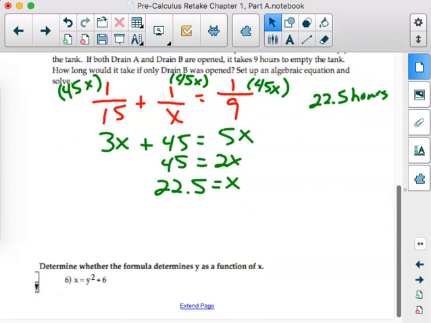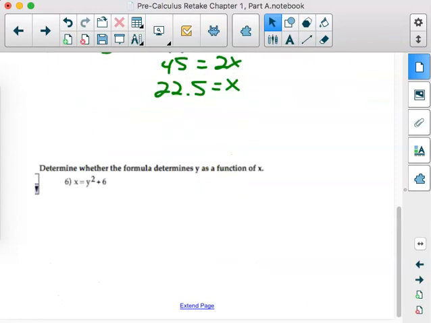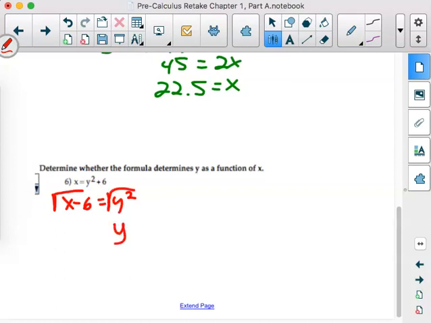All right, this one says, let's determine whether the formula determines y as a function of x, which means we want to know, is this a function? So to see that, you have to have it solved for y. Subtract 6 from both sides, and here's where you realize it's not going to happen, because if we physically write down that square root symbol, there's a plus and a minus. So every input will have 2 outputs. So this is a no.